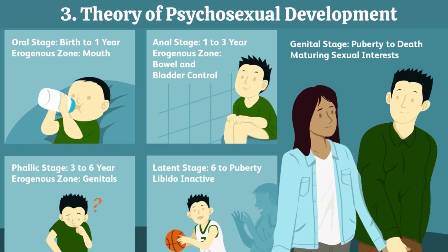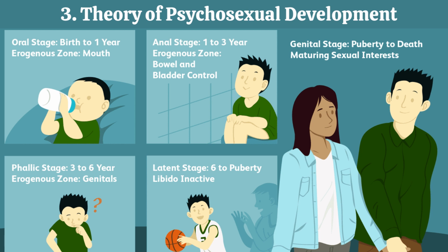The fourth stage is called the latent stage, and the age range is from 6 years to puberty. During this time, the sexual feelings are inactive. That means the libido is inactive. And during this stage, the superego continues to develop, while the energies of the id are suppressed. Children develop social skills, values, and relationships with peers and adults outside the family. The development of the ego and superego contribute to this period of calmness.